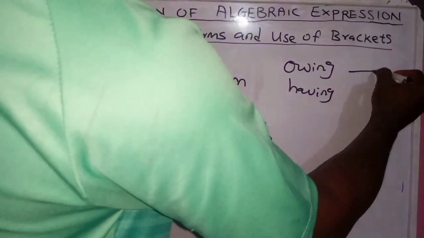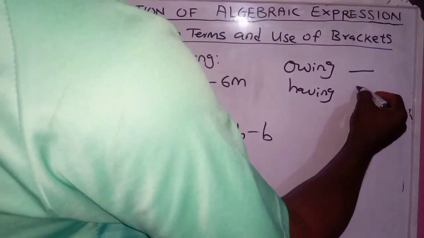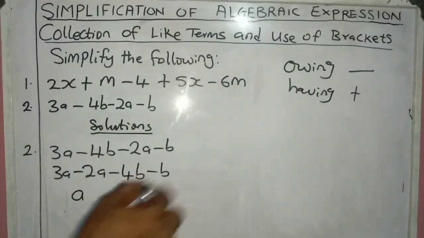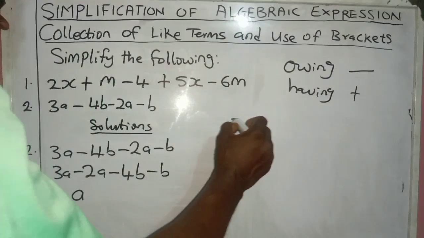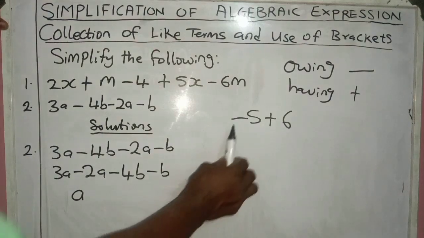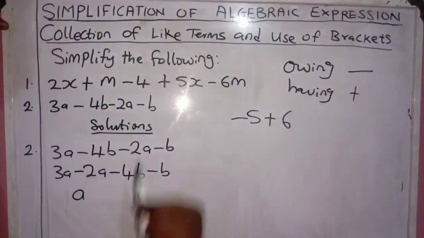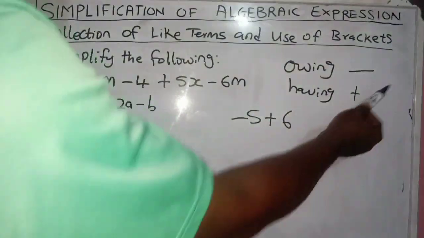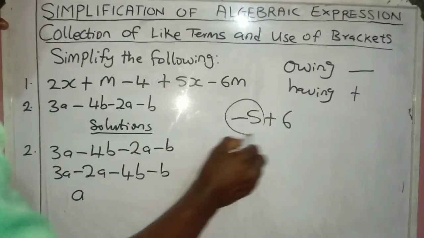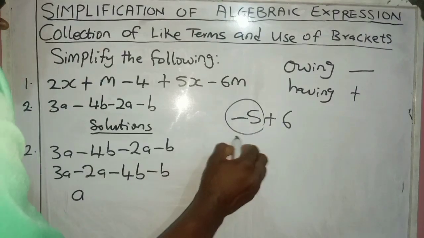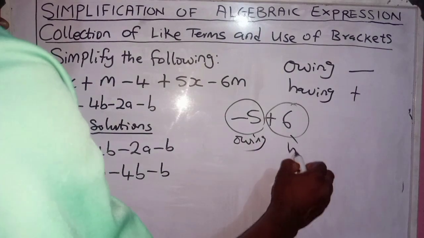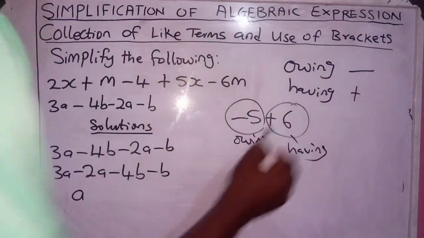When you have minus, we approach it as owing. When you have plus, approach it as what? Having. Okay? So as we have it like this, let me give some instances. If you have a question like minus 5 plus 6, in this case we have minus. Remember, we say it is something you are owing somebody. Minus as owing, then plus as what? Having, what you have. So owing minus 5 means you are owing 5 naira. Then plus 6 means you are having 6 naira.